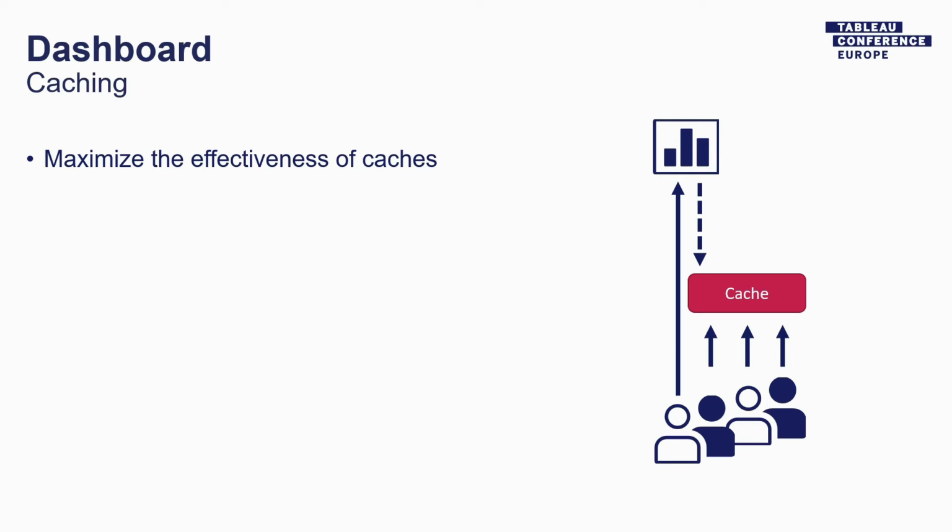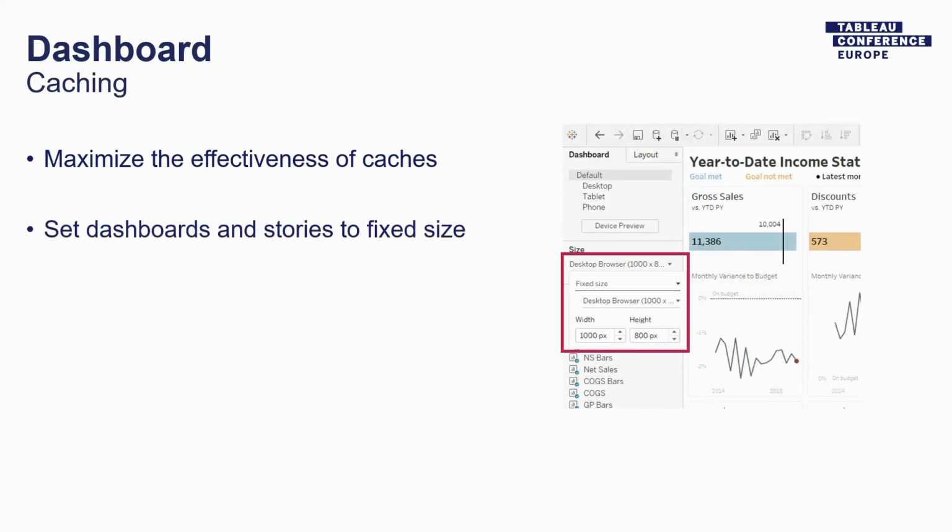How to do that? One easy way of improving the effectiveness of cache is using fixed dashboard and story sizes. The automatic size option is very practical, I totally agree. But that basically means that from every device a user is accessing, the dashboard will be loaded initially again. So if we have a lot of different devices, the dashboard really needs to load for every device, and we cannot make use of the cache. So use fixed size to make use of the cache, load the dashboard once, no matter what device is used.